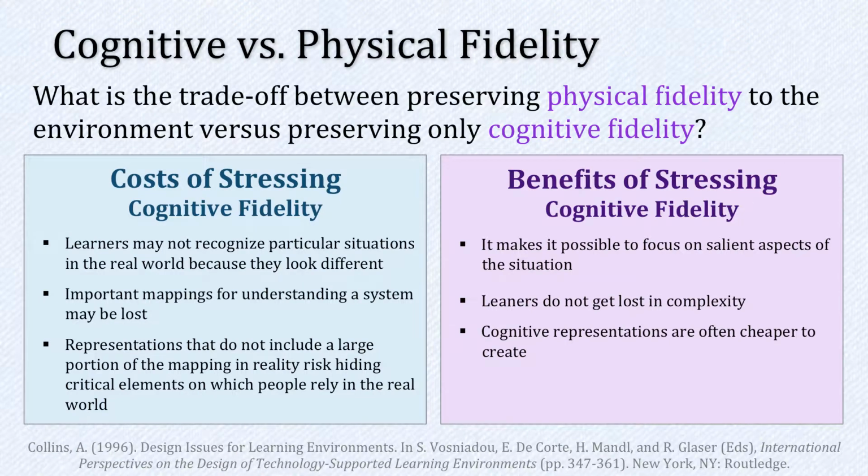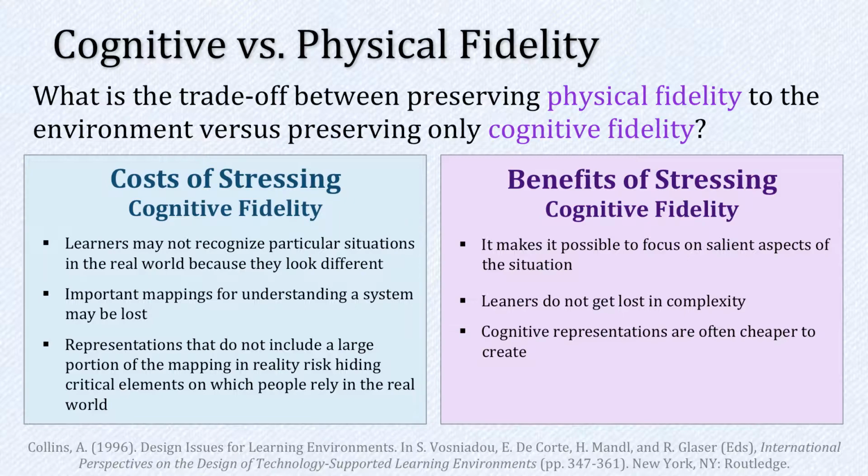On the flip side, there are benefits of stressing cognitive fidelity. For example, it might make it possible to focus on the salient aspects of the situation or the system. In other words, the designer can draw attention to those super important concepts within the system or situation. Another benefit is that learners might not get lost in the complexity of a representation that preserves physical fidelity. And thirdly, cognitive representations are often cheaper to create.